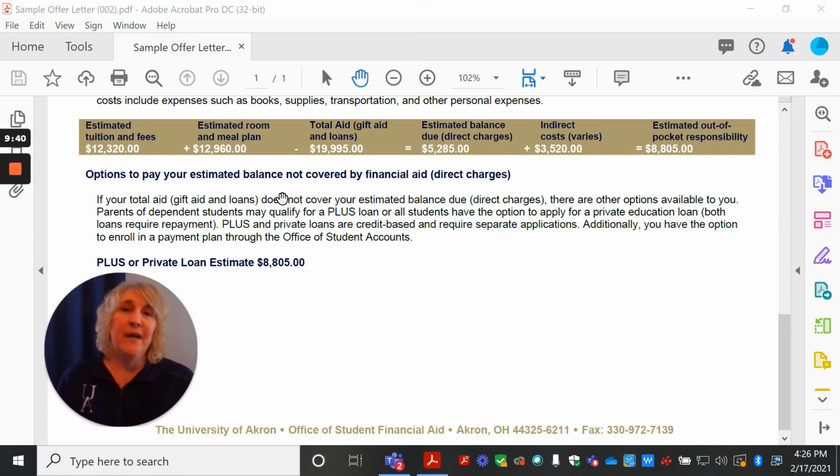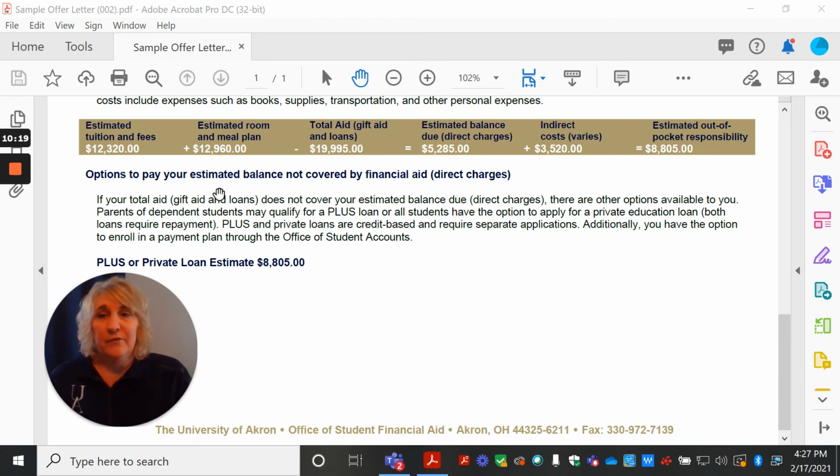So we have a couple of options. We have a payment plan where the student can put down a deposit, which is 25% of whatever the remaining balance due is, and then they can pay the remaining amount off in installments throughout the semester. There's also a PLUS loan, and PLUS stands for Parent Loan for Undergraduate Students. And parents can borrow these loans. They can choose to repay while the student's in school, or they can defer until after the student has graduated. But the loan is the parent's responsibility, so they are the ones that will be repaying it.